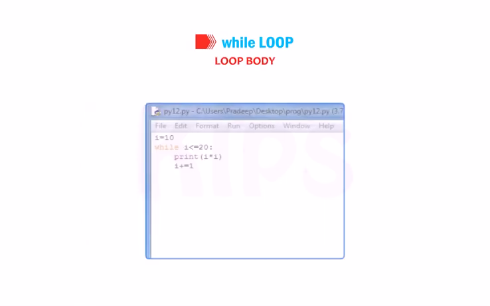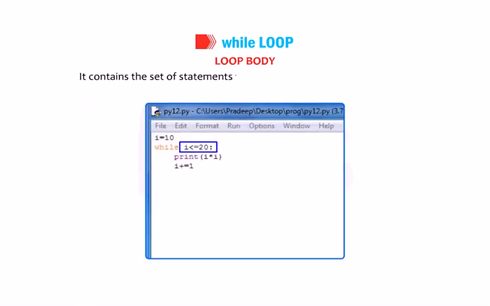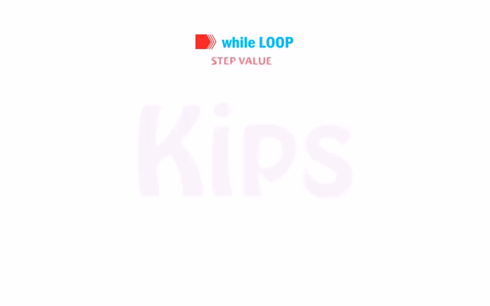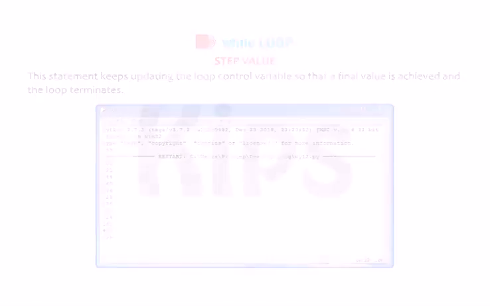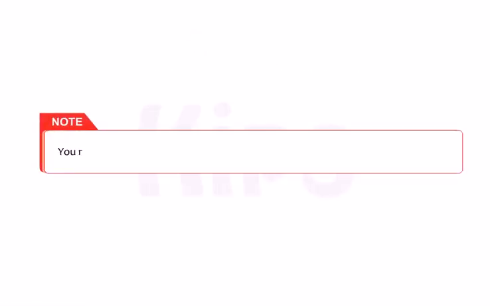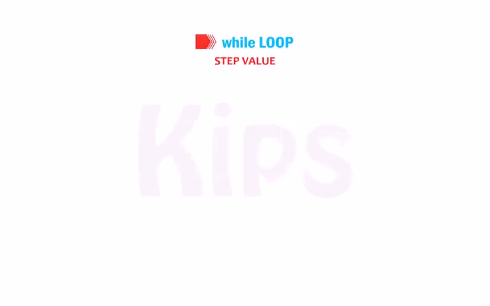Loop body. It contains the set of statements that are required to iterate or repeat. Updation. This statement keeps updating the loop control variable so that a final value is achieved and the loop terminates. Students, you must provide an initial value to the loop variable to execute the loop smoothly. Syntax: initialization, while, condition, loop body, updation.